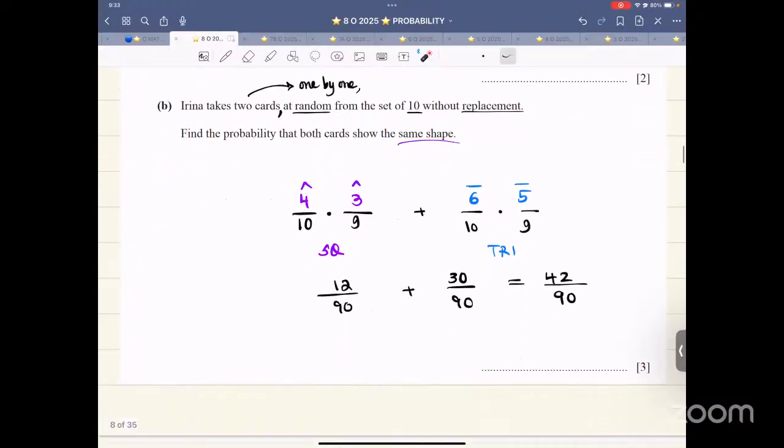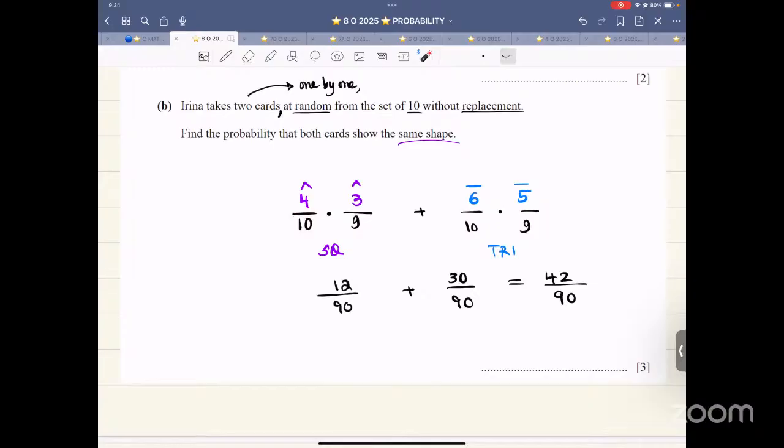And now over here, if we talk about a square, so this 4 becomes a 3 because 1 square is reduced. And if we are talking about a triangle, 6 becomes a 5. The total 10 becomes a 9. The total 10 becomes a 9.